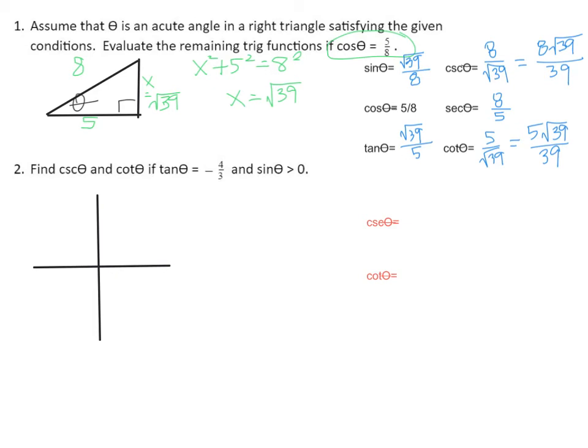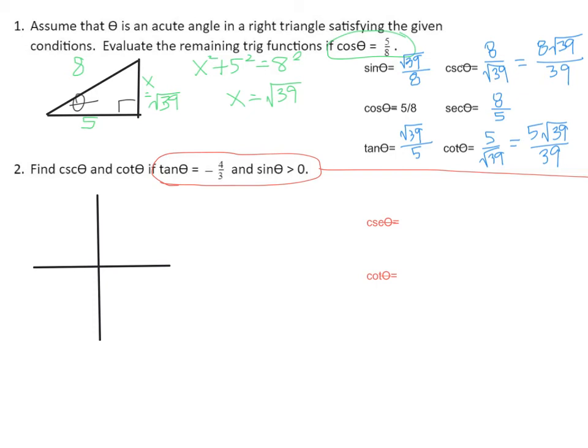Example 2 is different for a couple of reasons. The first thing I'd like you to notice is that it doesn't just tell us that theta is an angle in a right triangle. It gives us some of the kind of qualifications that the problems on the last slide did. It gives us a value for tangent, and it tells us that sine of theta has to be positive. So we're going to think through the quadrants the same way we did before. In fact, let's just get that out of the way.